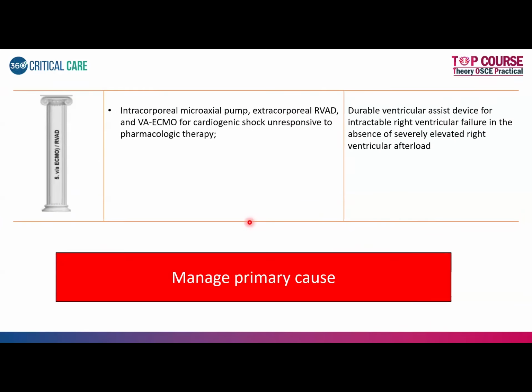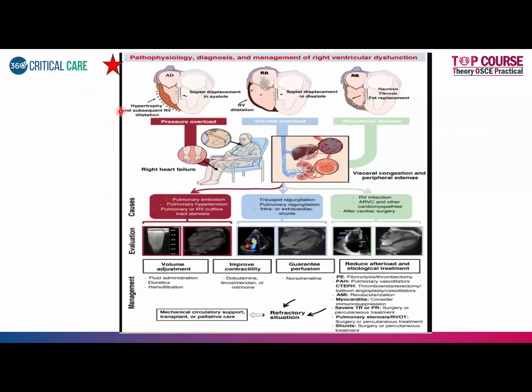The intracorporeal microaxial pump, all the MCS devices, are needed in case all the other therapies do not work. So, manage the primary cause, all right? Pathophysiology is important, whether it is a pressure overload, volume overload, or a myocardial disease. Causes we have to remember, go with the volume adjustment, the inotropy, the perfusion, reduce the afterload, and the etiological treatment by treating the specific causes. In case of a refractory situation, go with the MCS devices. So this is the star slide for this topic.